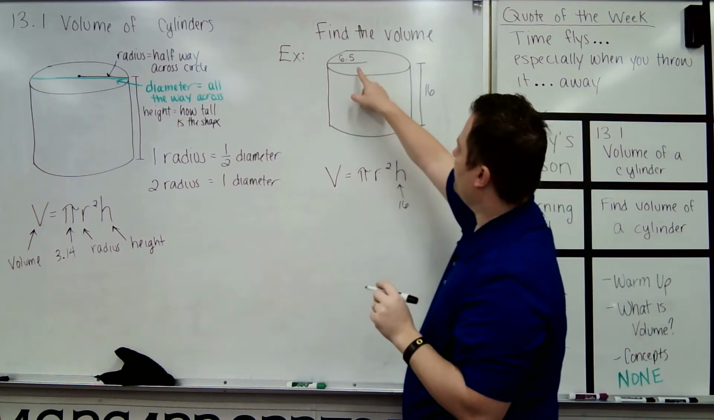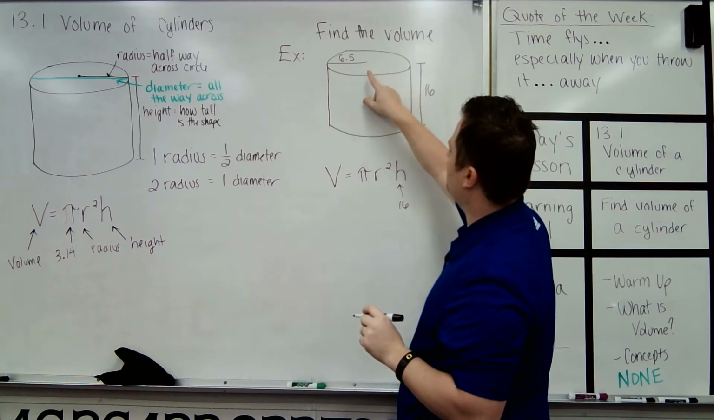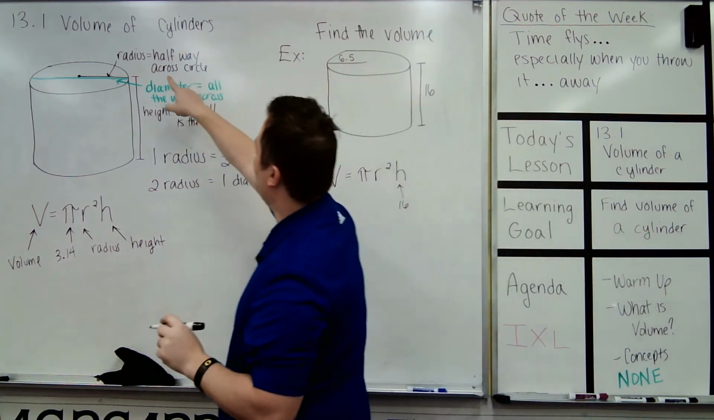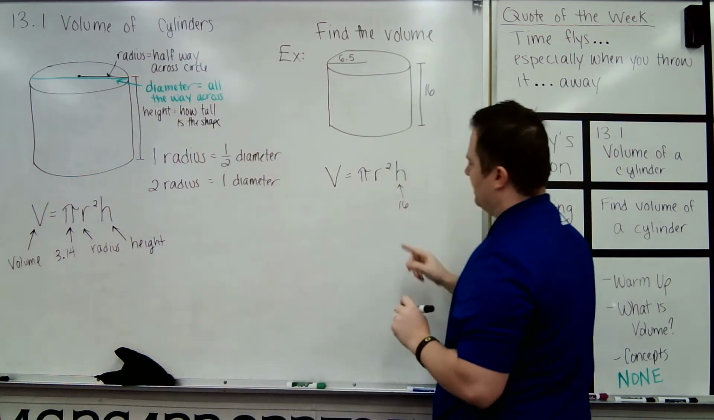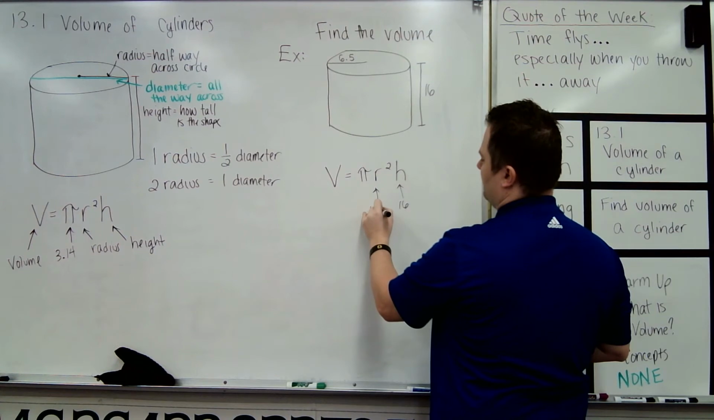Well, I'm also given another number. This is halfway across the top of this top circle. If it's going halfway, I know that that is actually my radius. Now, r is my radius. So I can think of this number r as 6.5.